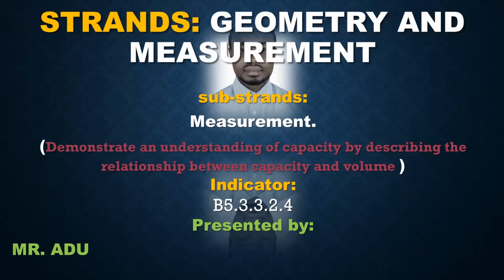Today, our main strand is geometry and measurement. Our substrand here is measurement. Under measurement, we are going to talk about capacity. You demonstrate an understanding of capacity by describing the relationship between capacity and volume. These lessons have been taken from the new curriculum of Basic 5. Strand number 3, substrand 3, content standard 2, indicator 4.